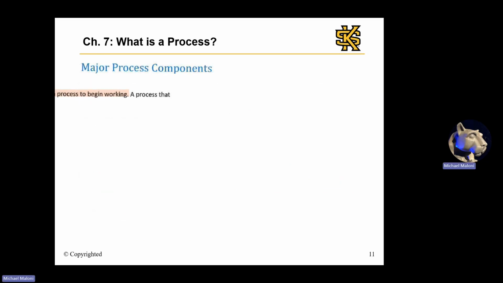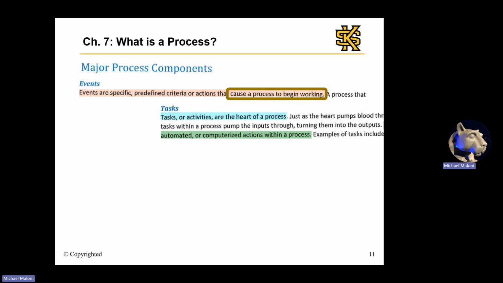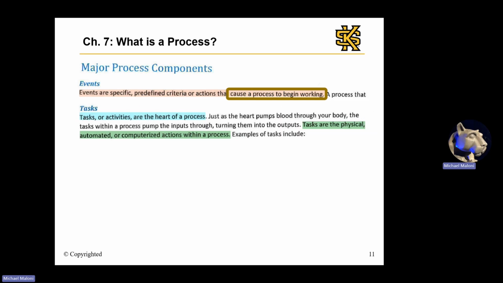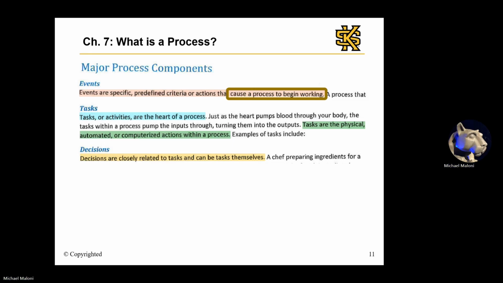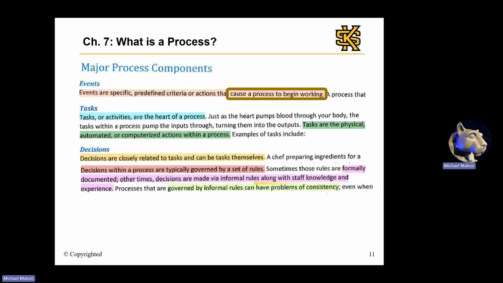Next, events like a customer order trigger a process to begin working. In other words, why does the process need to start? And continuing, tasks are the individual steps of the process. And the text calls tasks the heart of a process. And finally, decisions are points at which workflow can diverge in a process. Ideally, rules, or at least guidelines, help determine decisions. Otherwise, a process will have issues with consistency, which, as we know, can cause problems with quality.